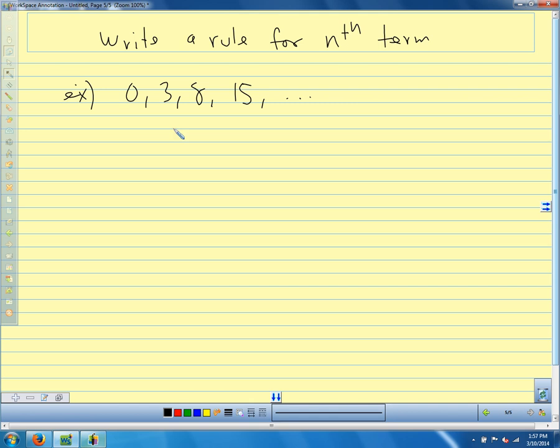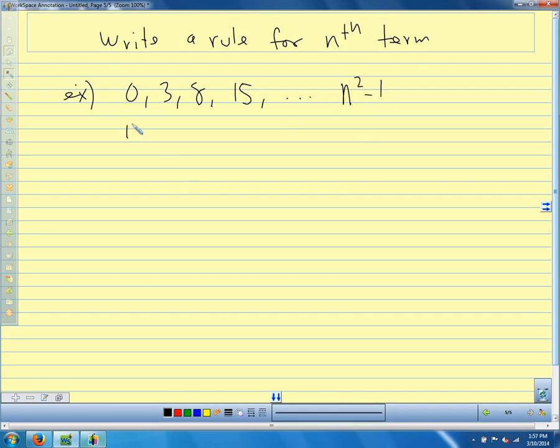So you're saying 2n minus 1? Yeah. So this would be 3. That would be the third term. 2 times 3 is 6 minus 1. Squared. Okay. Yeah. So you're saying n squared minus 1. Yeah. Okay. Does that work? N squared minus 1.